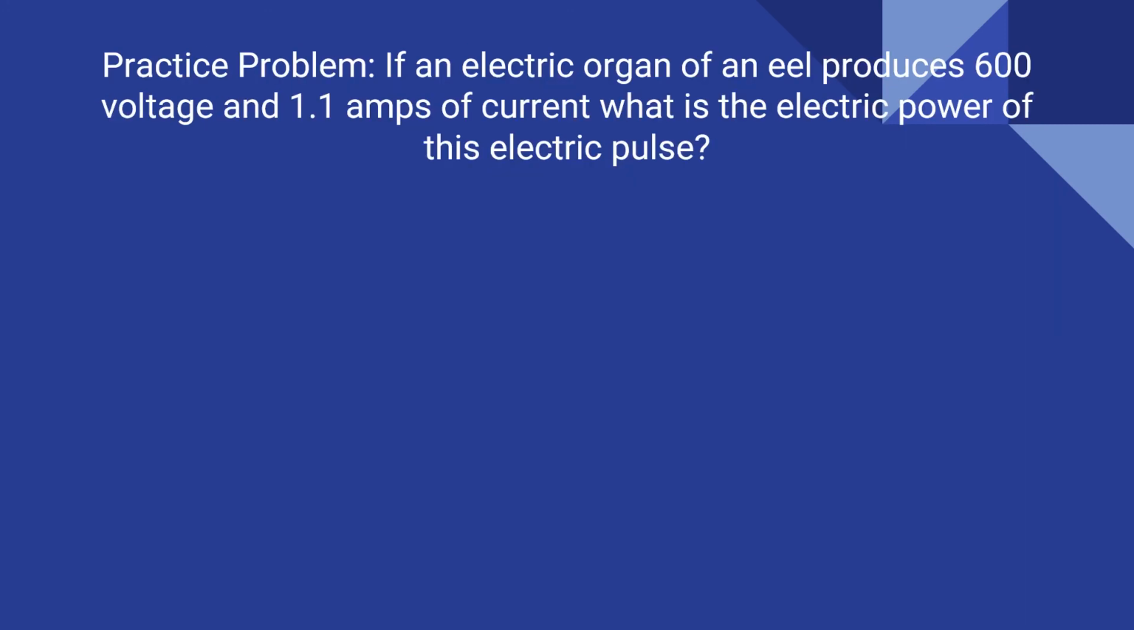Our second and final practice problem is: if an electric organ of an eel produces 600 volts and 1.1 amps of current, what is the electric power of the electric pulse?